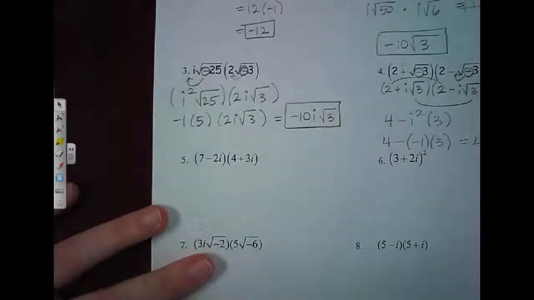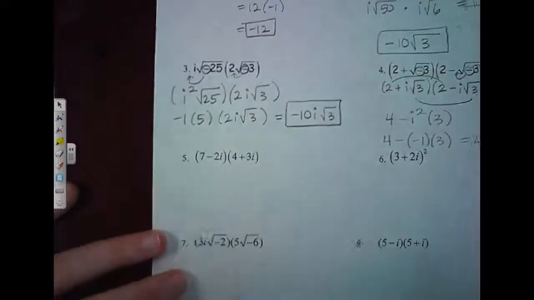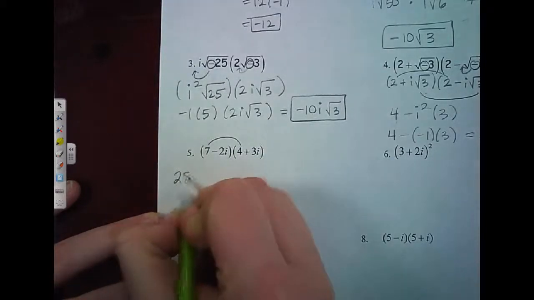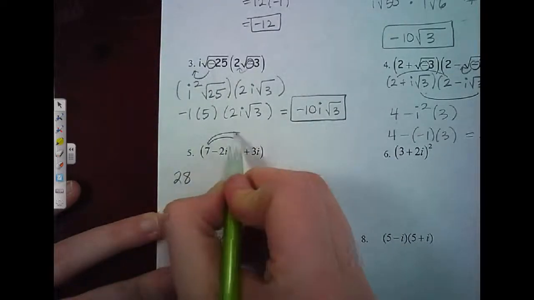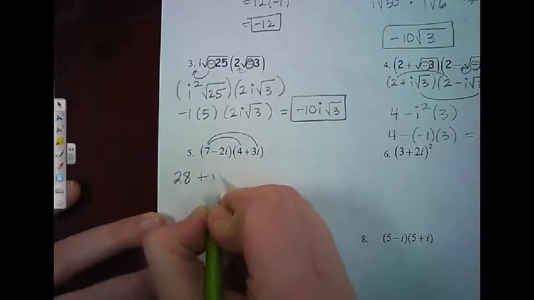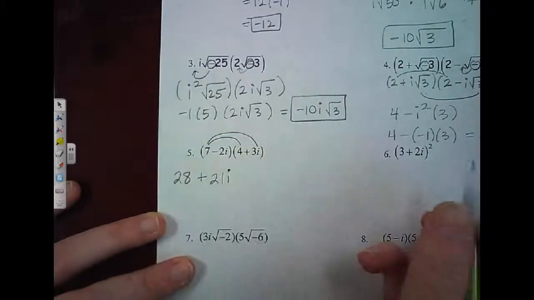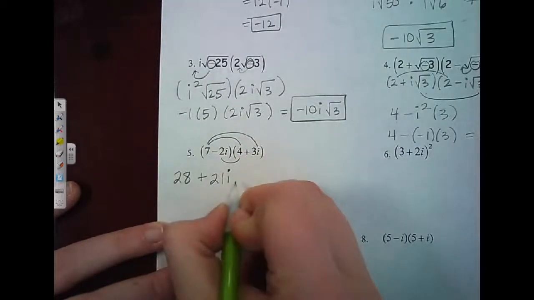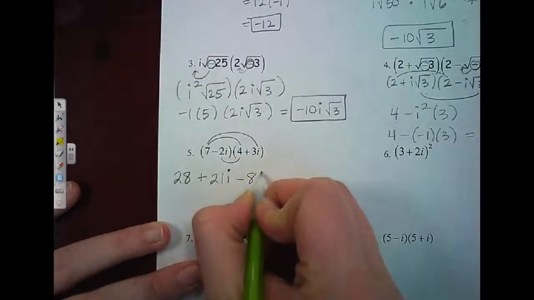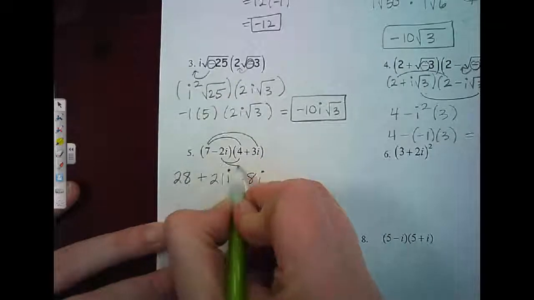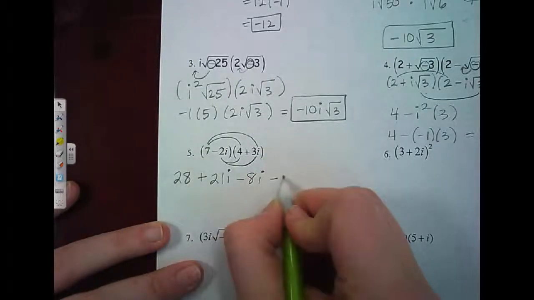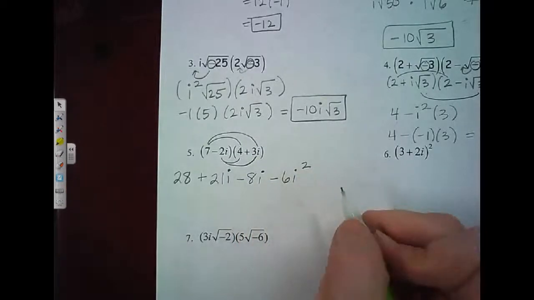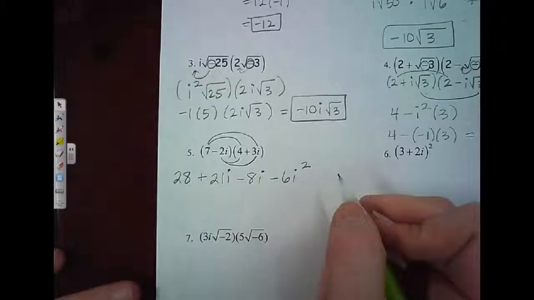Okay, number 5. Now this one's not conjugate, so we're just going to multiply like normal. 7 times 4, 28. 7 times 3i, positive 21i. We have negative 2i times 4 is negative 8i. And negative 2i times 3i is going to be negative 6i squared. So if you're multiplying two i's together, make sure you write i squared.